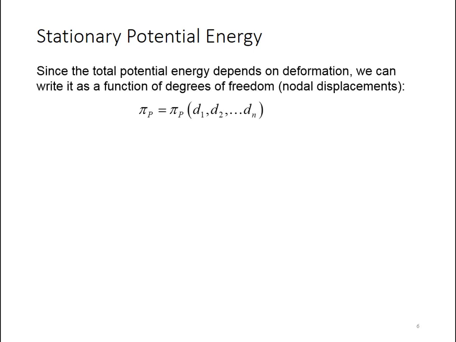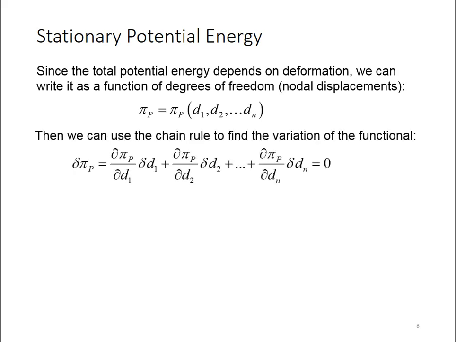In order to derive FEA using stationary potential energy, we need to start out with the realization that the total potential energy always depends on the deformation of the system. If it's internal stored energy, then there's local strain, and that's local deformation. If there's work being done to the system, then that is overall motion of the system, or again, deformation of parts of the system. So we can write the total potential energy as a function of the degrees of freedom of the system, all of the nodal displacements. Then given that this depends on each of those variables, we can use the chain rule to find what the variation of pi p is equal to.